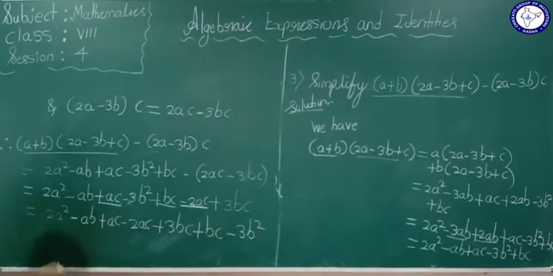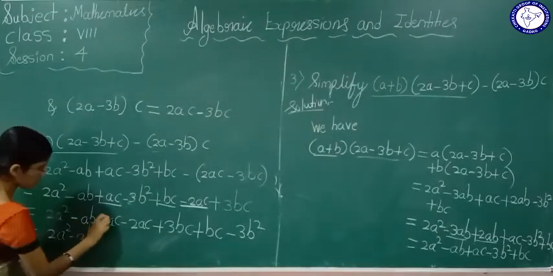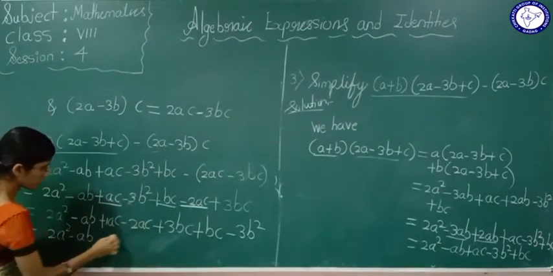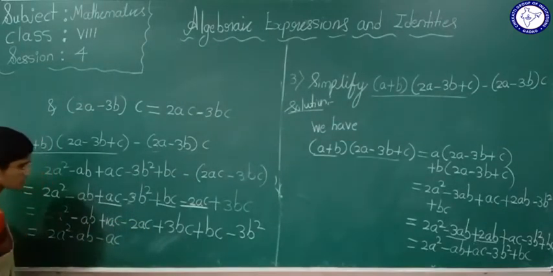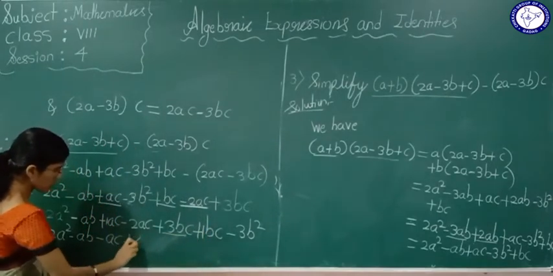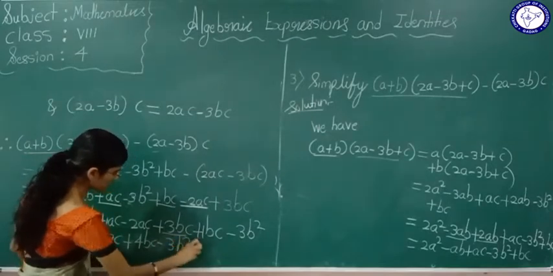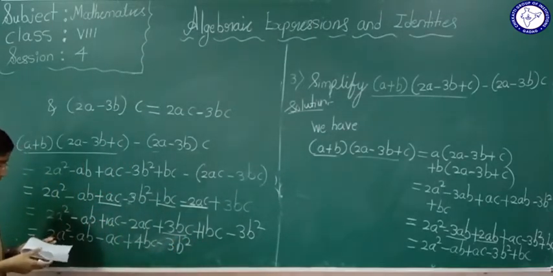Now say what it will become? 2a square minus ab plus 1ac minus 2ac, it will be minus ac plus 3bc plus 1bc, it will be plus 4bc minus 3b square. Okay, so this is about our solution.